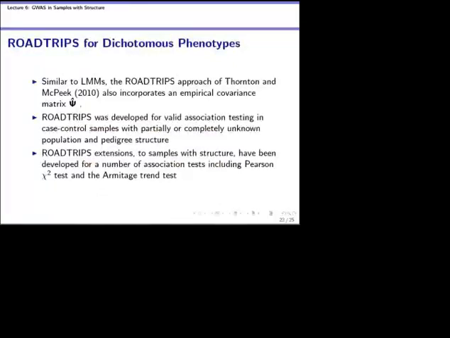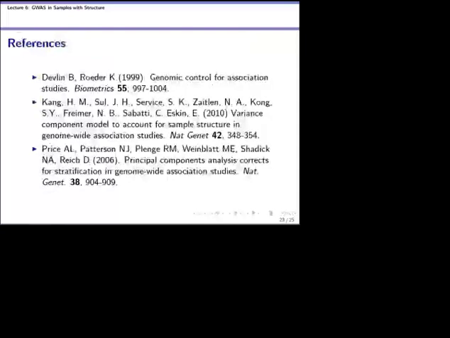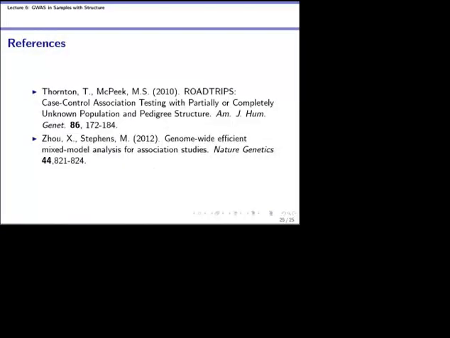We're using an empirical covariance matrix, so you can capture correlation structure among individuals if you don't know the pedigree, and essentially it allows for valid association with case control designs and samples with population structure. There are a number of ways to extend the Pearson chi-square test and Armitage's trend tests using this, and essentially we just appropriately incorporate this covariance matrix to account for the correlated genotypes among sample individuals. Here are some references for this.